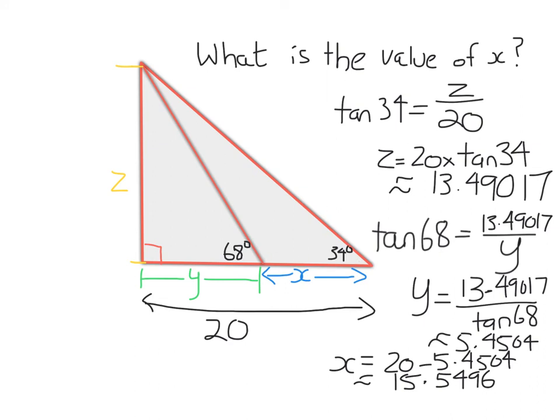So we just needed to use trigonometry twice because x was not part of a right-angled triangle.